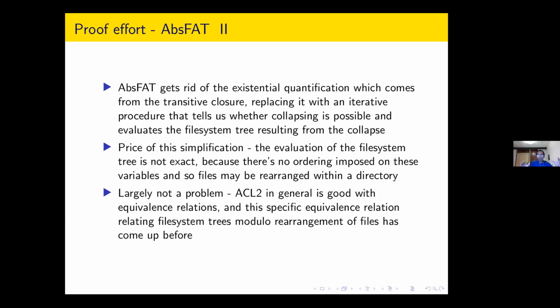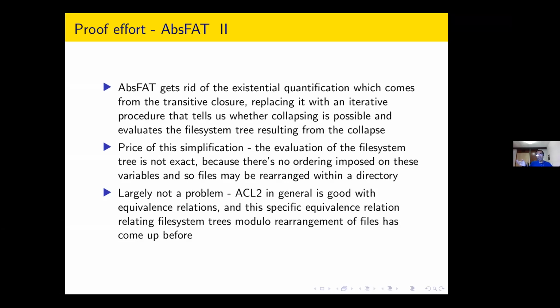So AbsFAT gets rid of the existential quantification which comes from the transitive closure, because we are no longer talking about there existing something which we can get to by means of doing several steps. Instead, we're talking about something concrete. And the price of this simplification in logical terms is that the evaluation of the file system tree is not exact, because there's no ordering imposed on these variables. We at no point try to say what order these variables should be in, because that's not a notion that makes a lot of sense.